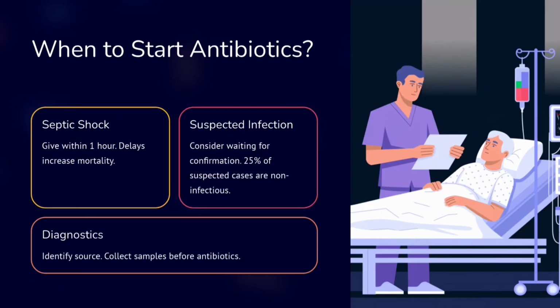Now, when to start antibiotics? Of course, in septic shock, we all know immediate administration of broad spectrum antibiotics within the first hour itself, because delaying treatment leads to an increase in mortality. However, when there is suspected infection without shock, we should consider withholding antibiotics until evidence of infection is clear. This way, we can reduce the 25% of patients who would receive unnecessary antibiotics.